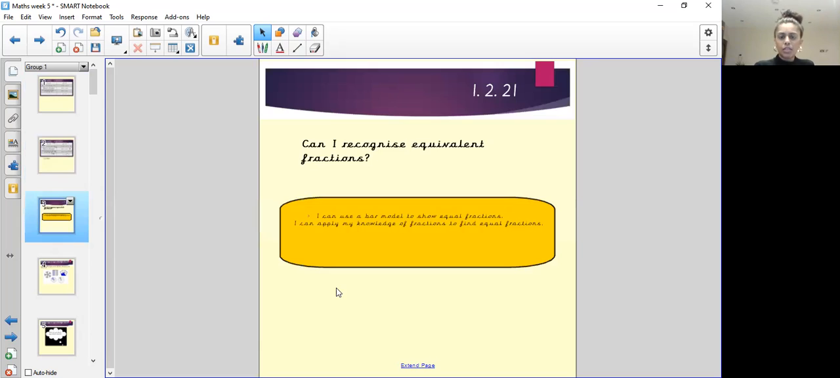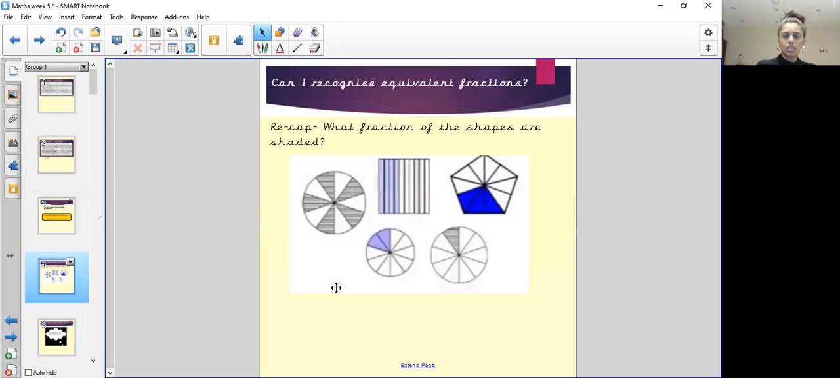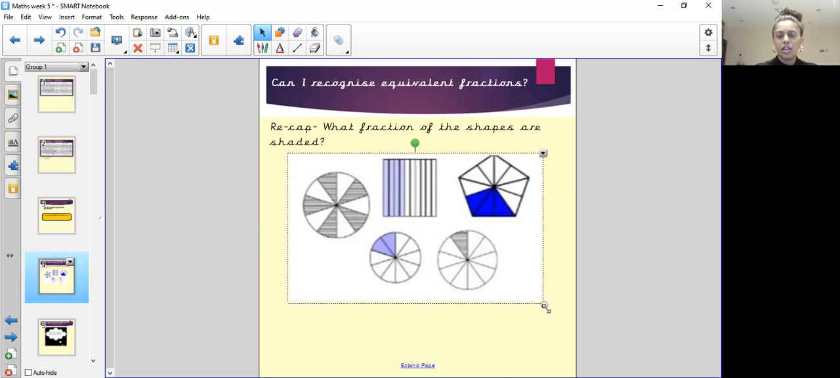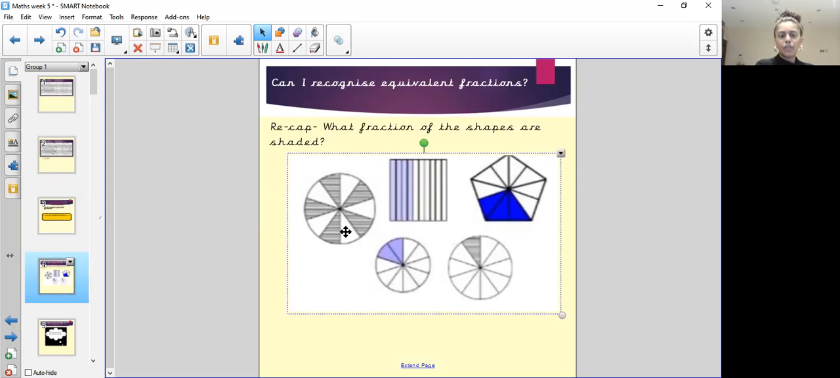So let's see what we're going to be learning about today. Our learning objective for today's lesson is, can I recognize equivalent fractions? So what fraction of the shapes are shaded? Let's have a quick recap, having a look at the shapes that we have on our screen. We can have a look at the first one. So how many do we have?